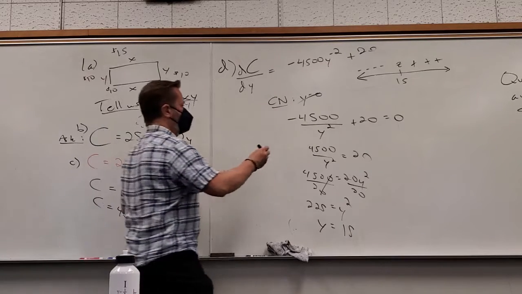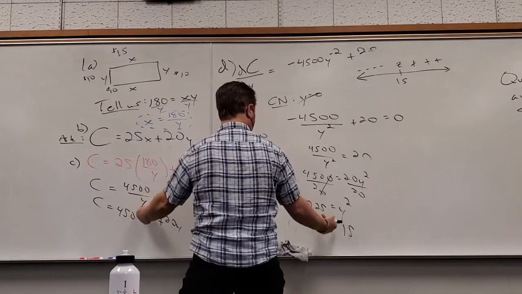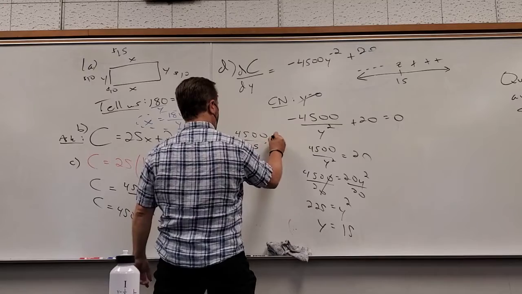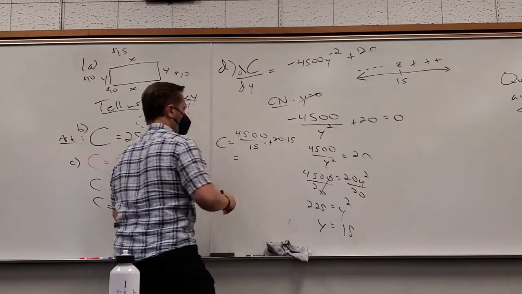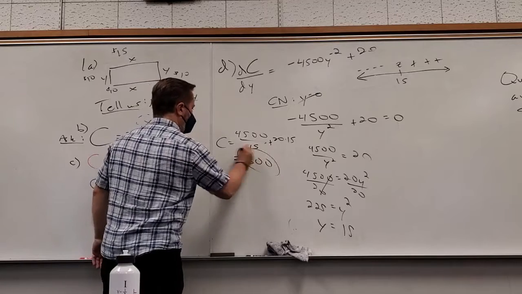So now we can just put in 4,500 divided by 15 plus 20 times 15. That's 600. 600. Good job.